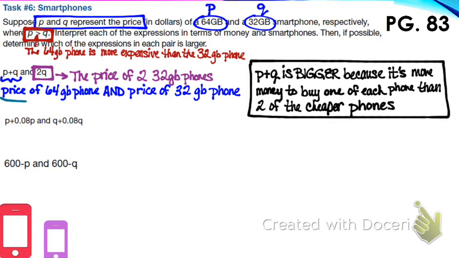If you are adding the price of the 2 phones together, what are you doing at the store? What do you mean by that? I want to think about this in the context of the problem. We're talking about the price of a 64 gigabyte phone and the price of a 32 gigabyte phone. If you're at the cash register and they add those 2 prices together, why would they do that? You're buying both phones.